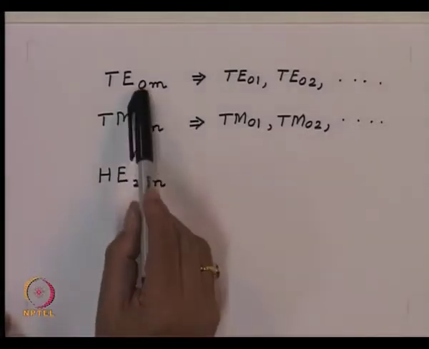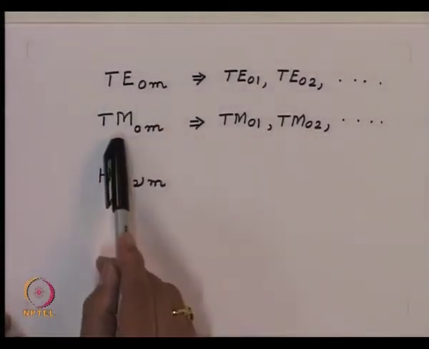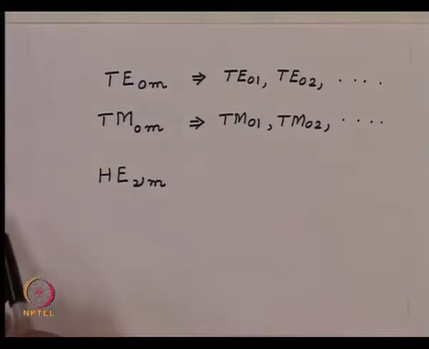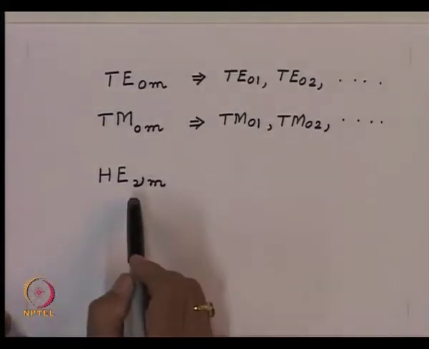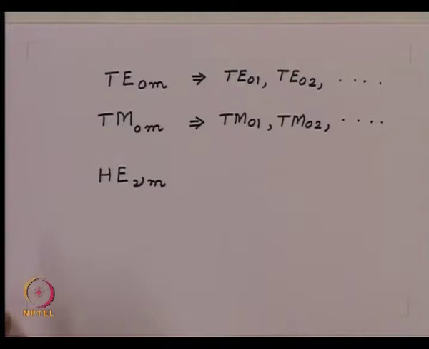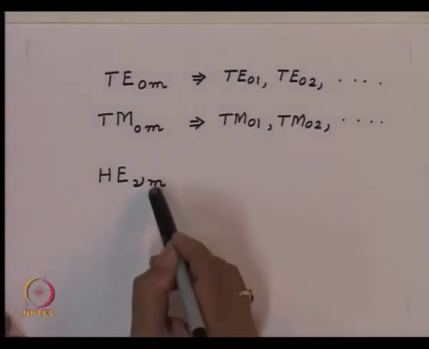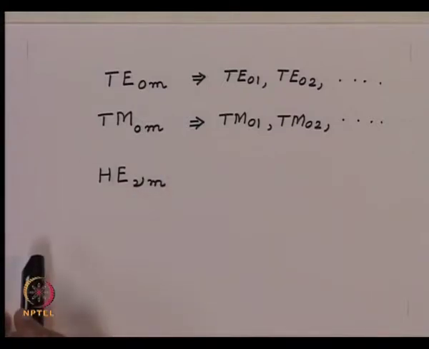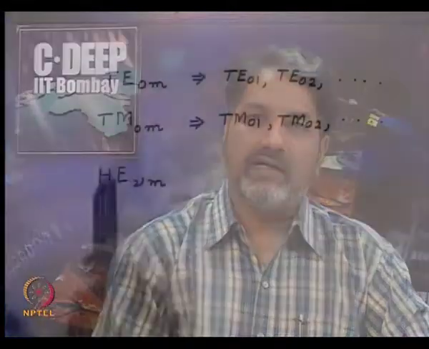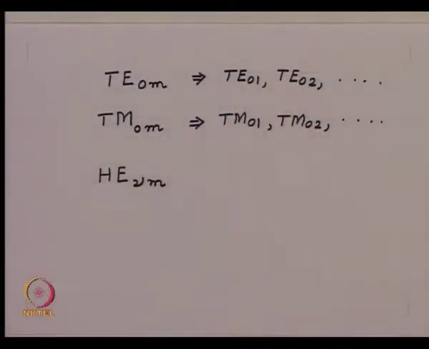So, now these two indices which we have for each of the modes, either TE or TM or hybrid, which is HE: the first index tells the variation of the field amplitude in the azimuthal direction, or in the phi direction, and the second index tells us how many zero crossings you have in the radial direction. So, zero crossings are this quantity minus 1. So, if m equal to 1, there is no zero crossing in the radial direction. If m equal to 2, there will be 1 zero crossing in the radial direction and so on.